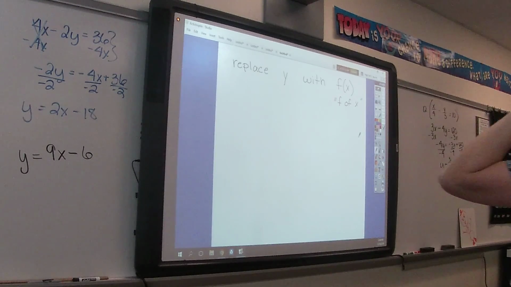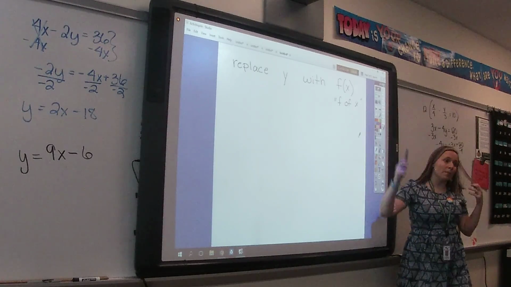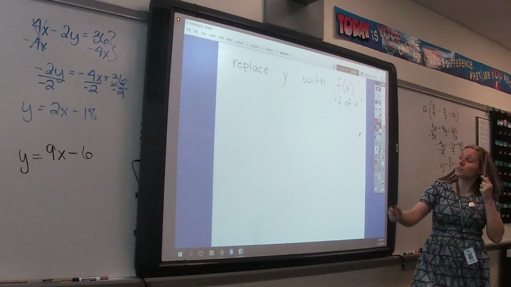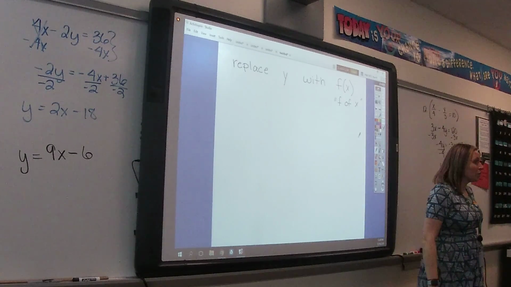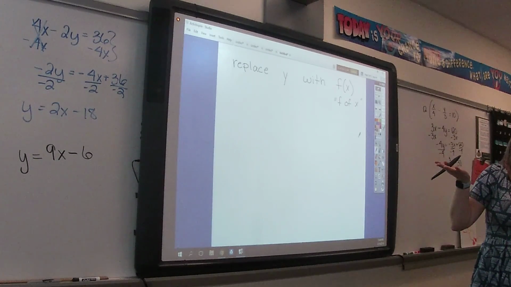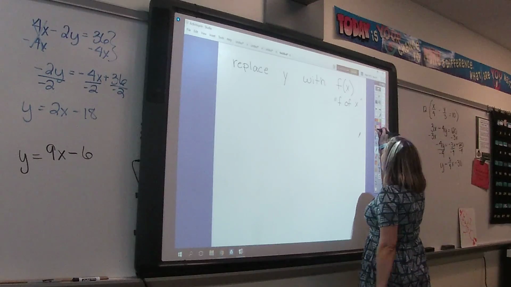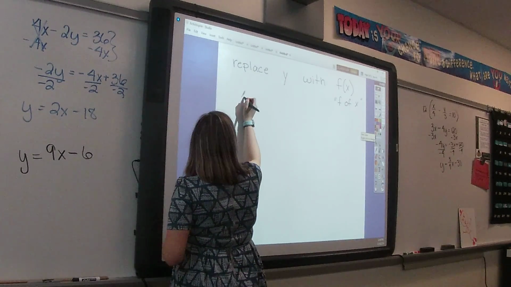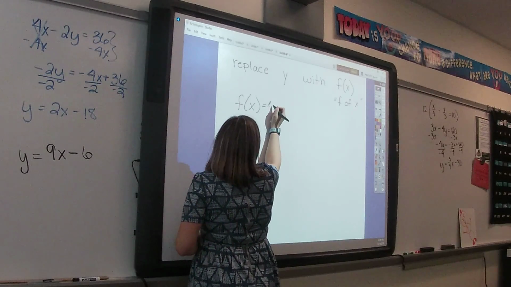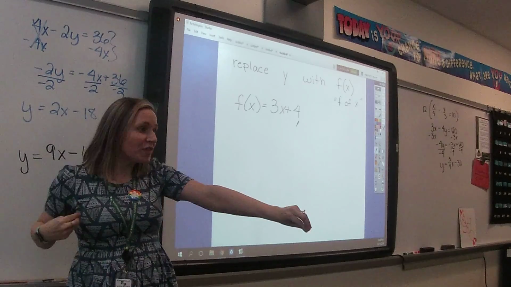Now, we can blame old dead men for this too. What do parentheses mean in the math world? Multiplication. What does the word of mean in the math world? Multiplication. This has nothing to do with multiplication. What? It's not multiplication. How dare you. Okay? So here's what's going to happen. Now instead of having y equals 3x plus 4, we are going to have f of x equals 3x plus 4. I literally just replaced the y with the f of x.